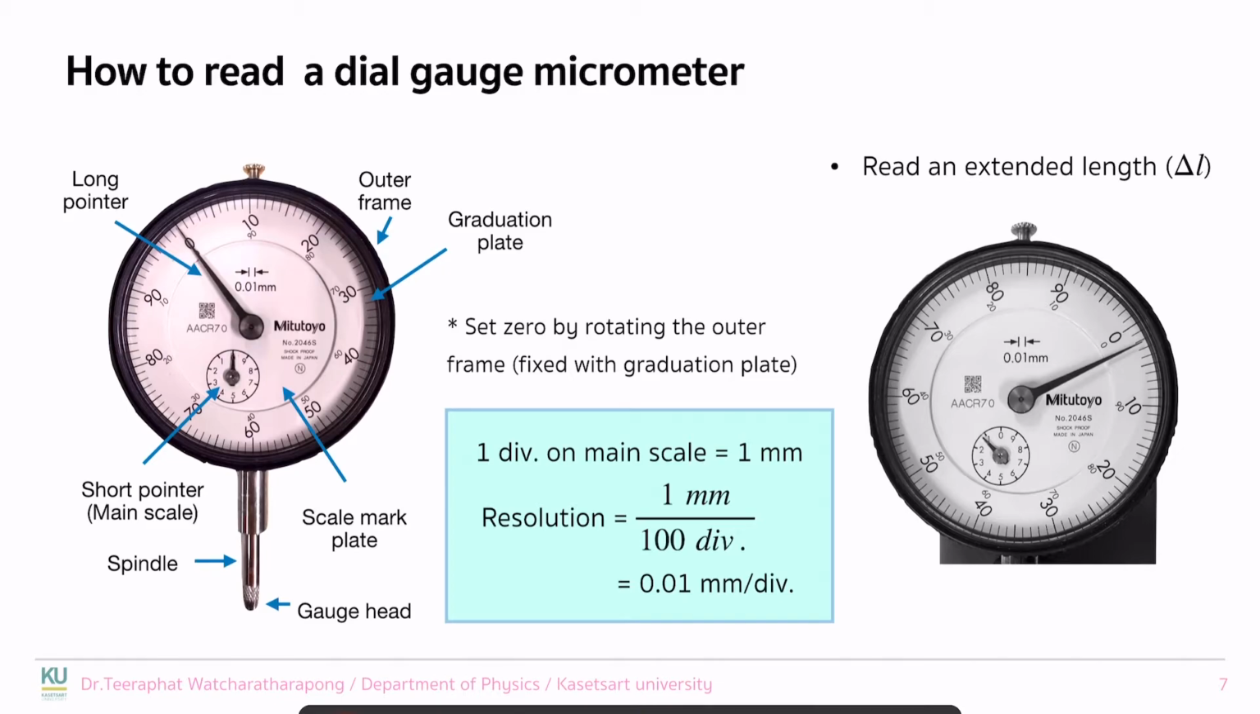I almost forgot to mention that when you want to set 0 for this micrometer, you can rotate the outer frame, and this outer frame is fixed with the graduation plate. Then you can just rotate until the 0 mark on the dial scale points exactly at the long pointer.